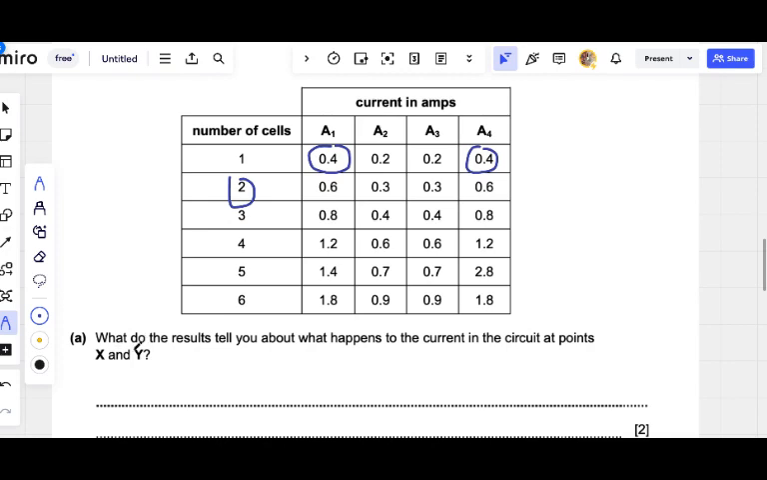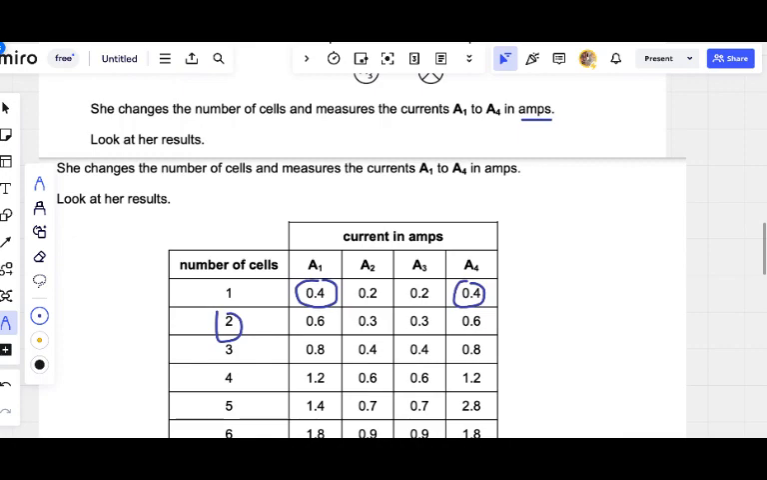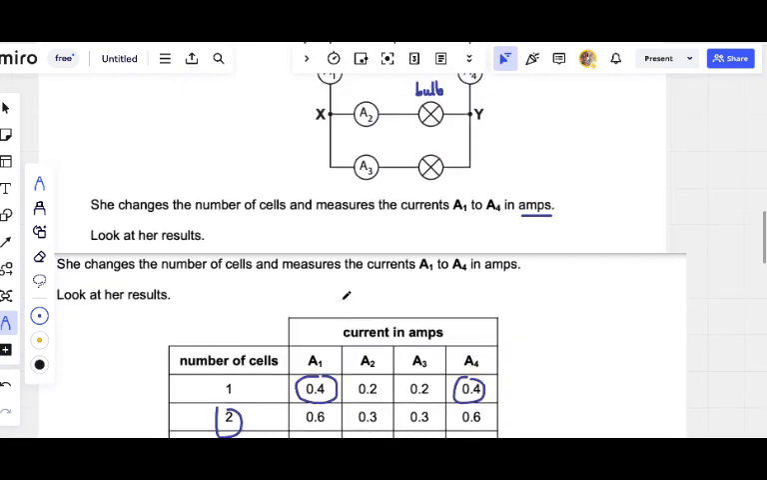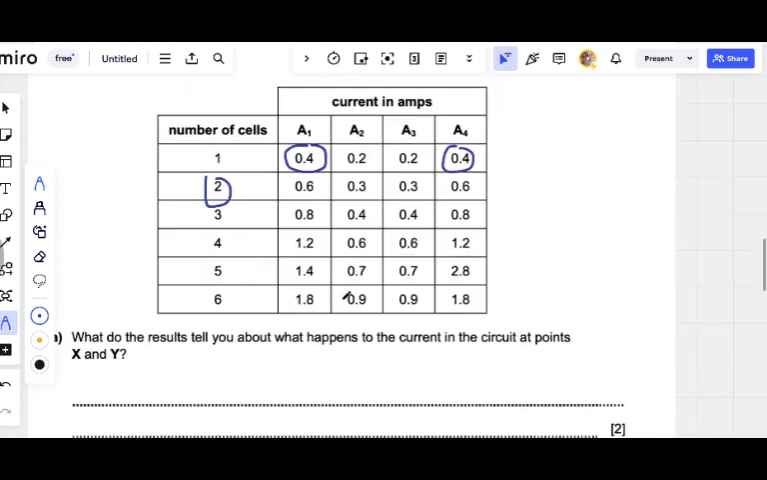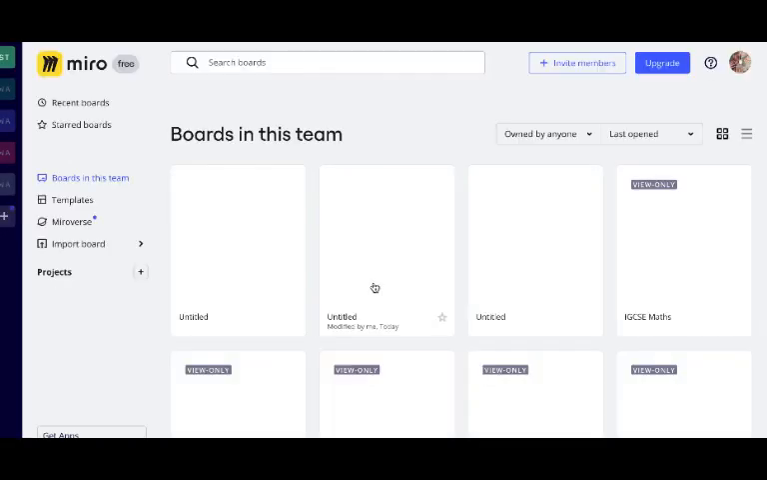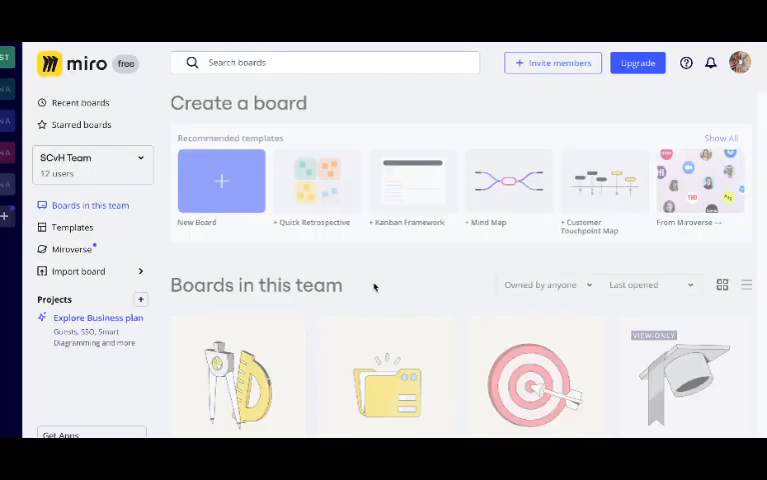Now, the question is, what do the results tell you about what happens to the current in the circuit at point X and Y? At point X, the current splits up. At point Y, they sum up again.